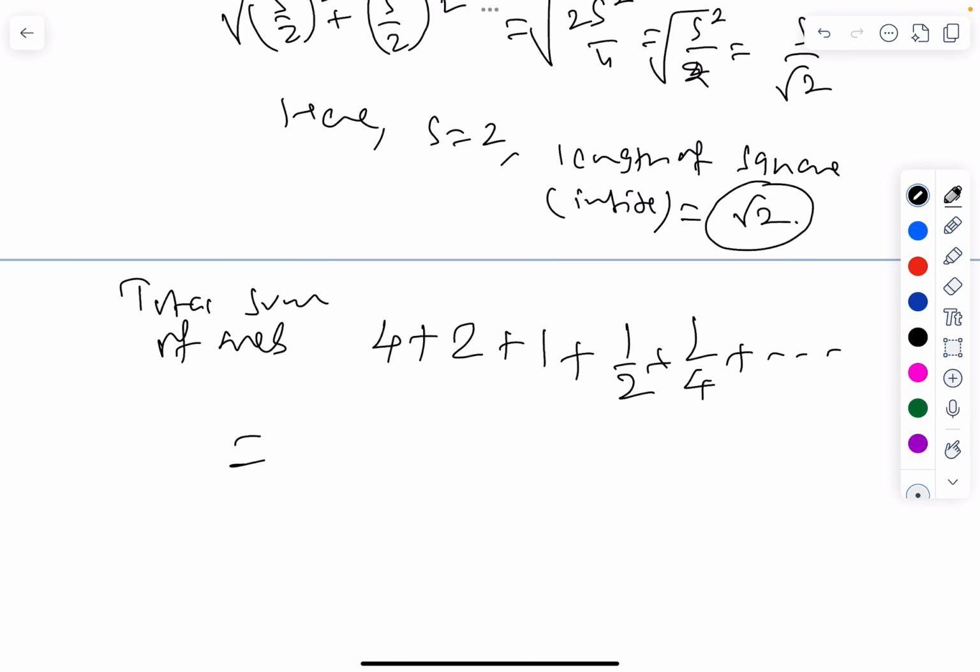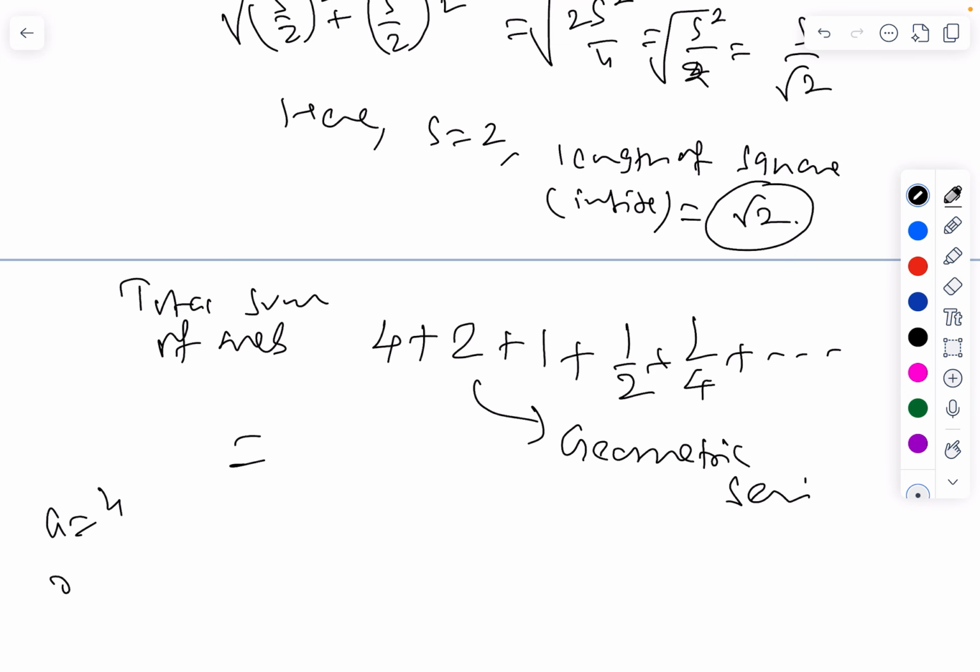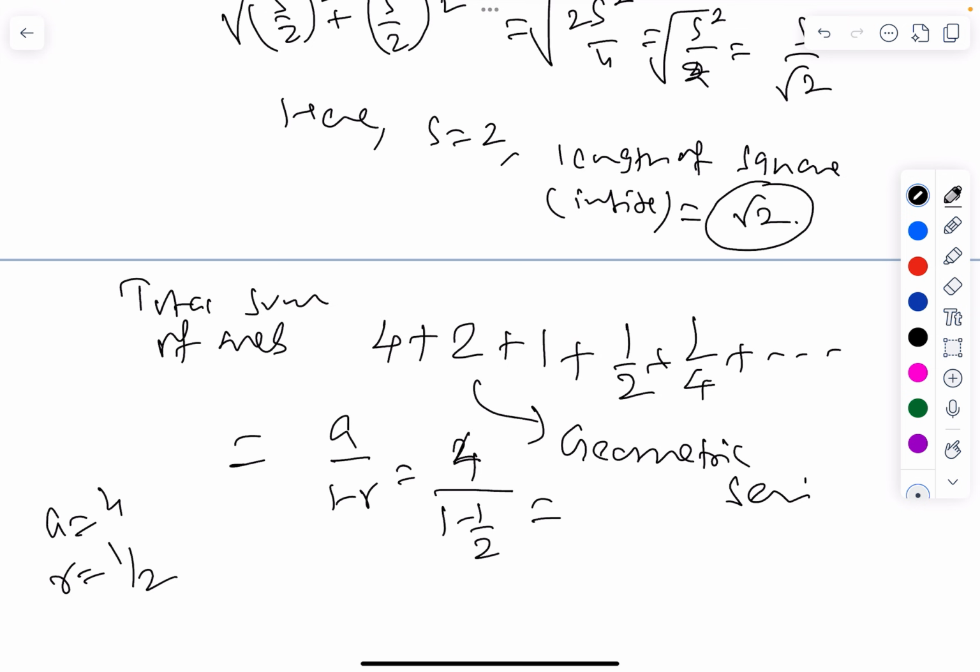The total sum: this is a geometric series. What is A here? 4. And what is R here? 1 by 2, it becomes half. So the sum is A upon 1 minus R, that is 4 upon 1 minus 1 by 2, which is 8 square meters.